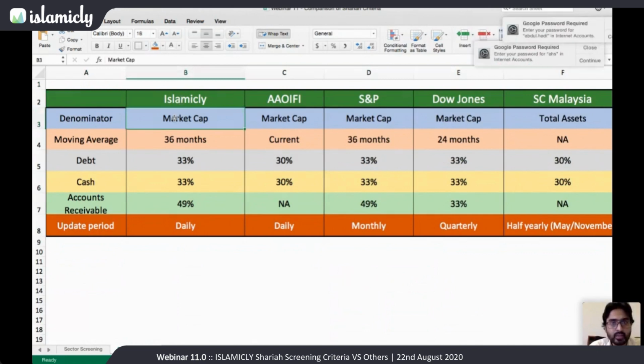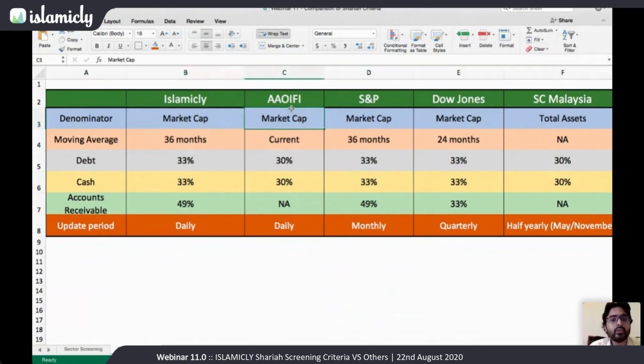So Islamically uses market cap. AOFI also uses market cap. S&P also uses market cap. Dow Jones also uses market cap. SC Malaysia uses total assets. Right? Now let's see, what does market cap mean? Islamically uses a 36 months average market cap.